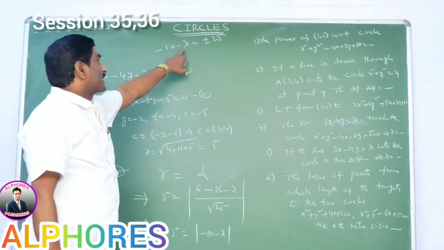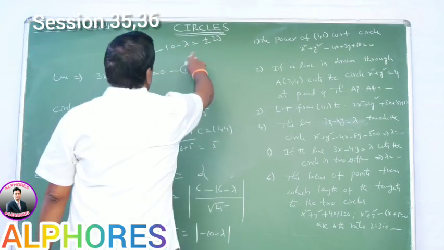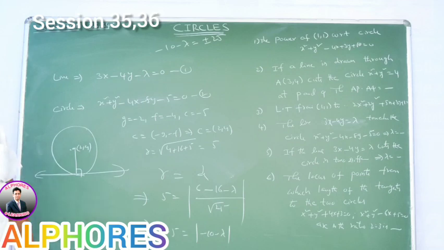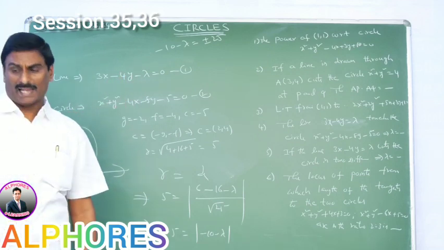They are: first case, minus 10 minus lambda is equal to 25. That means lambda is equal to, find the value. Second case, minus 10 minus lambda is equal to minus 25. Okay. Next.